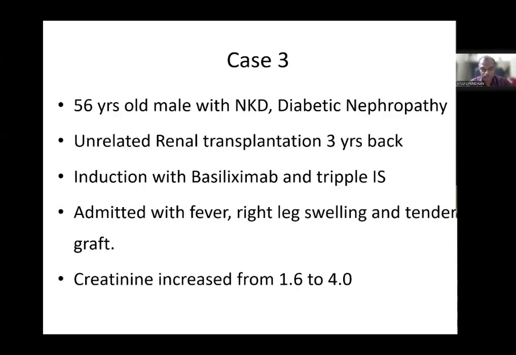And third was a 50-year-old male with diabetic nephropathy, who underwent an altruistic renal transplant 3 years back. He was on induction with basiliximab and triple immunosuppression. He was admitted with fever and leg swelling, and he had a tender graft also. His creatinine has again shot up from 1.6 to 4.0. So he again had an acute worsening of his graft and a tender graft.